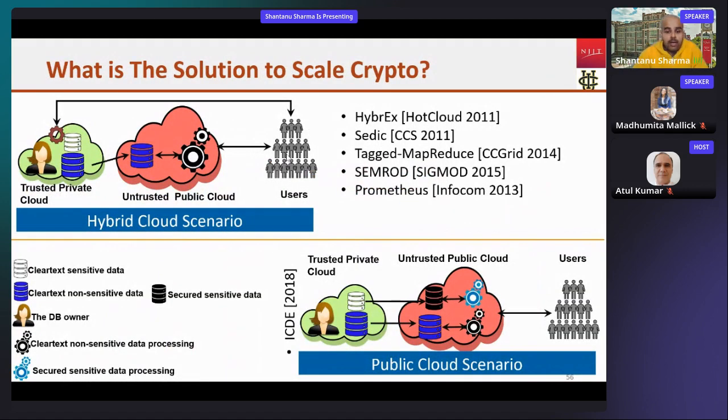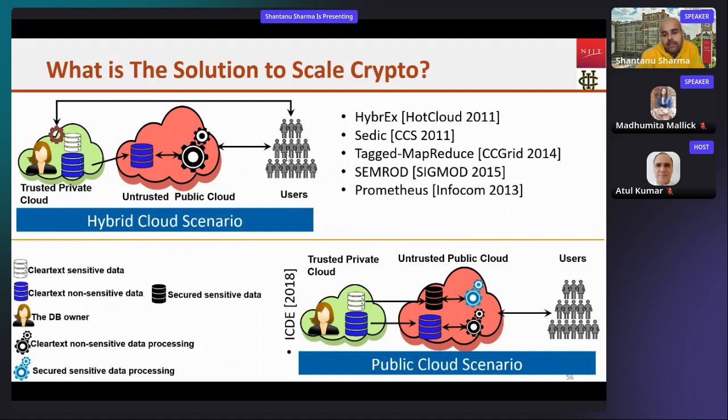So these are the techniques for the two types of scenarios. The first one is the hybrid cloud scenario, and the second one is the public cloud scenario. In the hybrid cloud scenario, the private cloud will keep the sensitive data at its end and only outsource the non-sensitive data to the cloud. It will execute whatever queries it wants over the sensitive data at its end and fetch only the non-sensitive data from the public cloud. And there are several papers in SIGMOD and CCS on this.